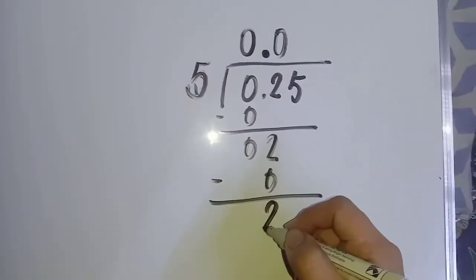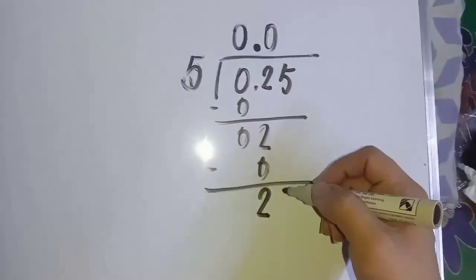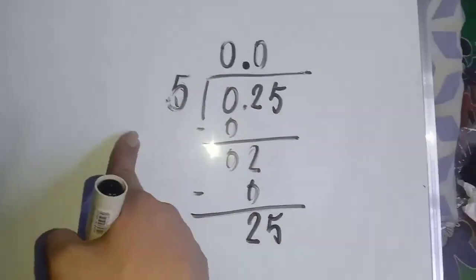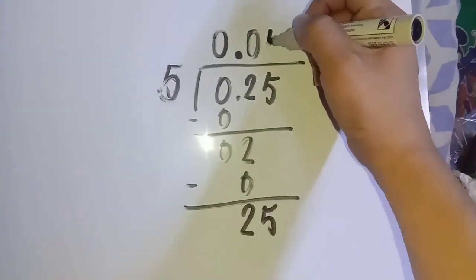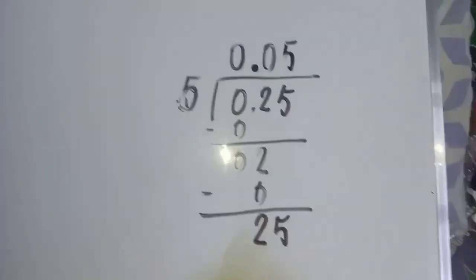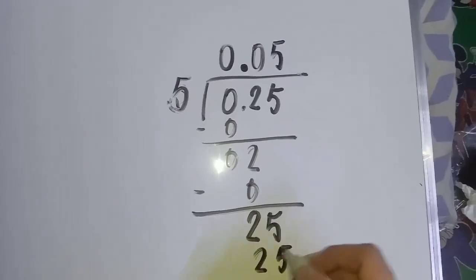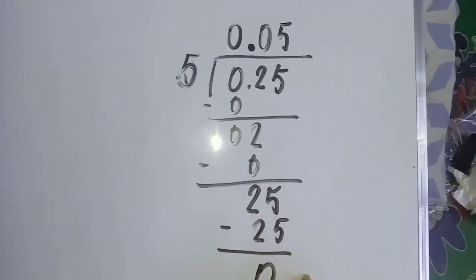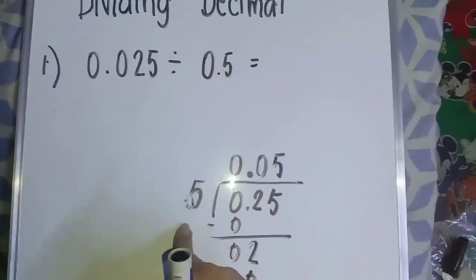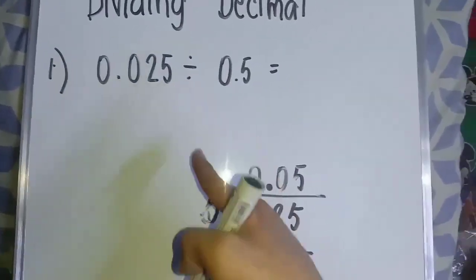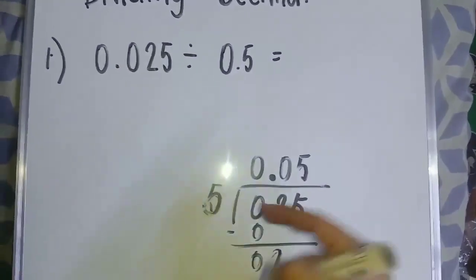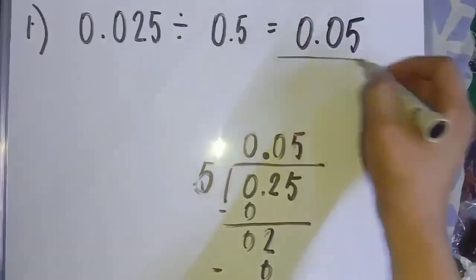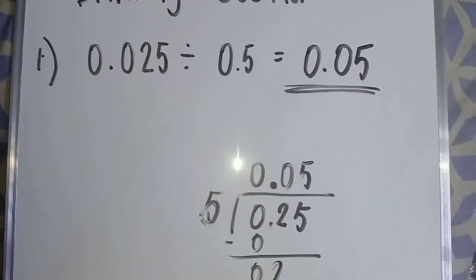Subtract. We have 2 minus 0 is 2. Bring down 5. How many 5s are there in 25? Or that is 25 divided by 5. So we have 5. And 5 times 5 is 25. Subtract, 25 minus 25 is 0. So 0 is our remainder. So therefore, 0.025 divided by 0.5 is equal to 0.05. So this is the quotient.